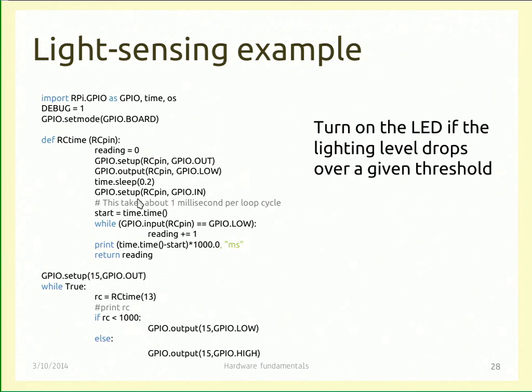After that, as we designed in our algorithm, we turn the pin from the output function to the input function. So we set up the same pin with GPIO in. We get the time. This start equals time.time means take the current time and then start counting until the port is at the low level. Here we start cycling and summing one, 1 plus 1 plus 1 plus 1, until the logical level on the port rises above 2.0 volts, so it becomes 1. At that point, we stop cycling and we get a number. This number is related to the lighting level.